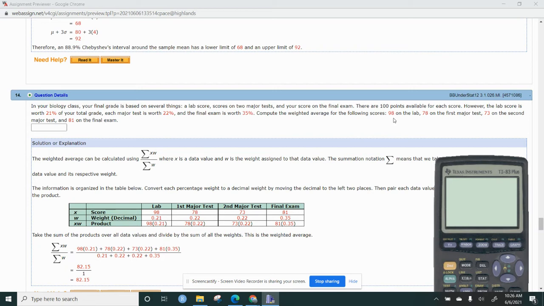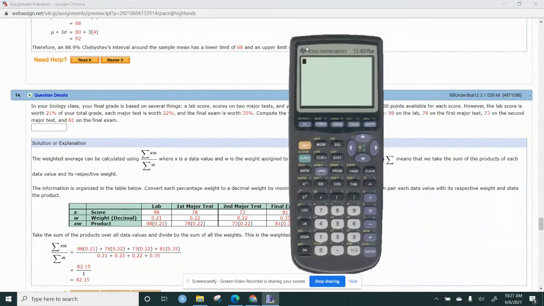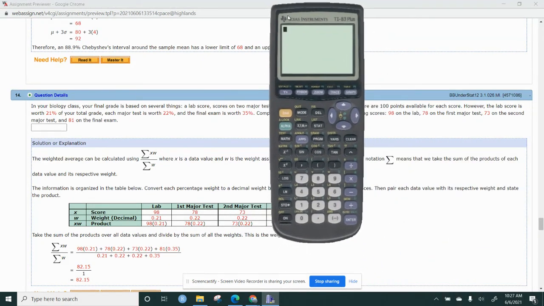And here's what you got. You got 98 in lab, 78 on your first test, 73 on your second, and 81 on your final exam. They want you to calculate your final grade. So this is how they're doing it in a table, and I think it's kind of tough. So this is what I'm going to show you how to do, okay? I'm going to do it in my calculator in parts so you get everything, okay?